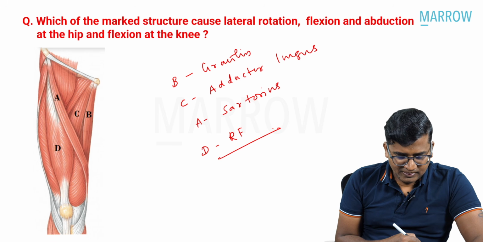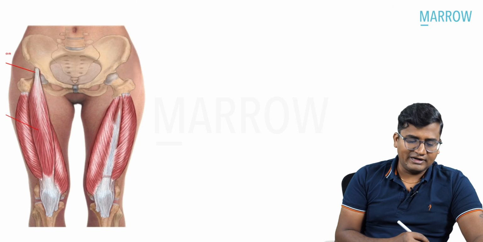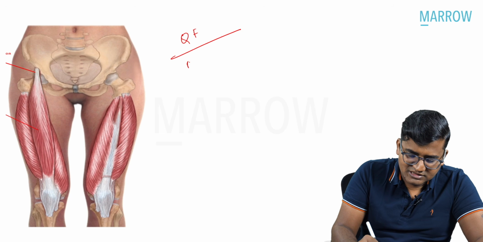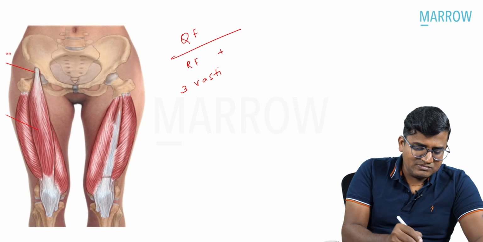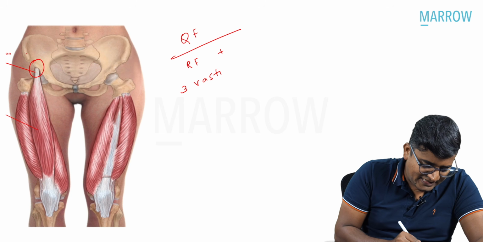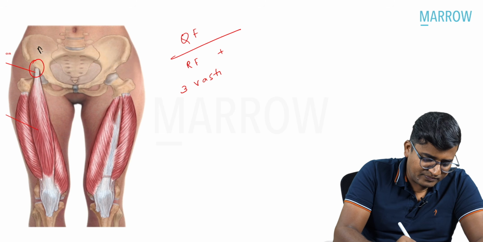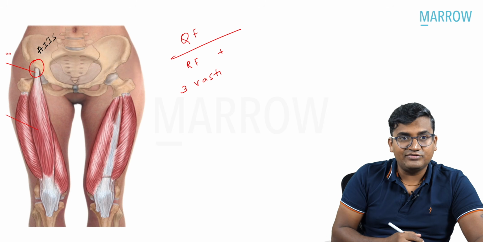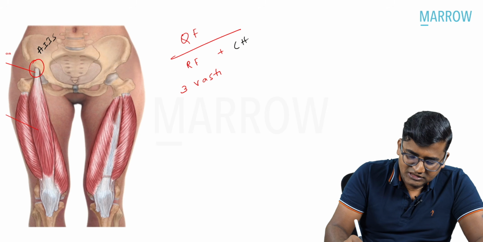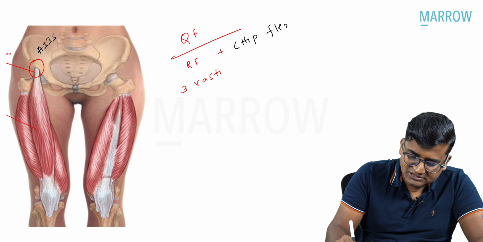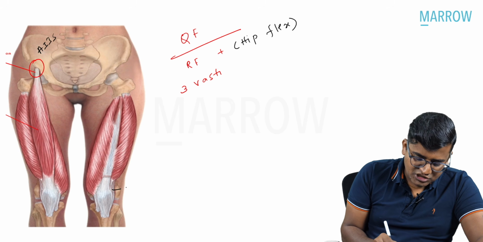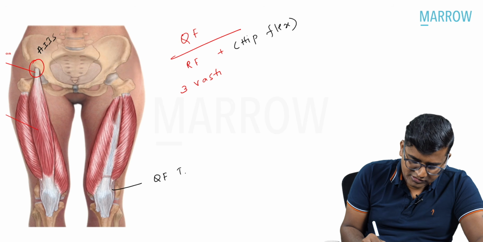Now see the diagram. This is a diagram for our rectus femoris muscle and the quadriceps femoris muscle. Quadriceps femoris muscle contains rectus femoris and the 3 vasti muscles. Rectus femoris muscle takes origin from anterior inferior iliac spine. So rectus femoris muscle crosses the hip joint in the front side. So rectus femoris muscle does hip flexion. The rectus femoris muscle joins with the 3 vasti muscles to form quadriceps femoris tendon.